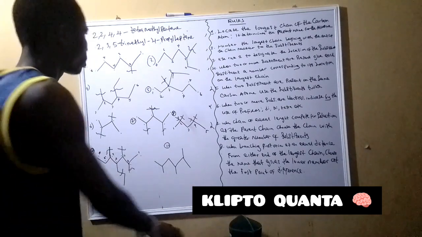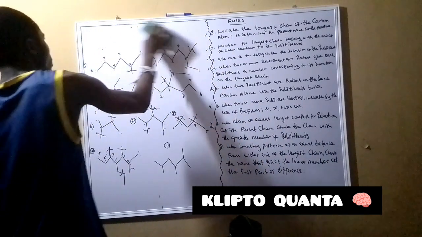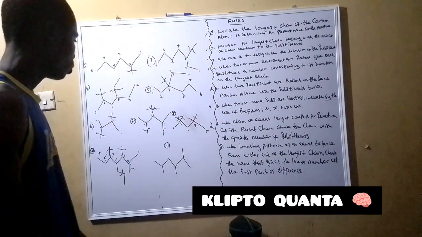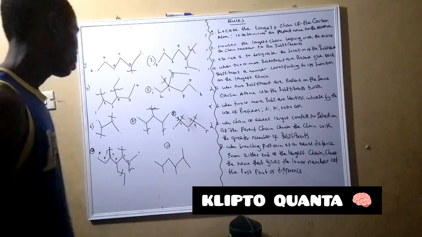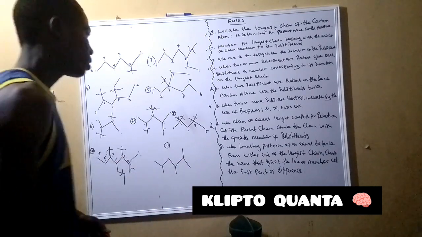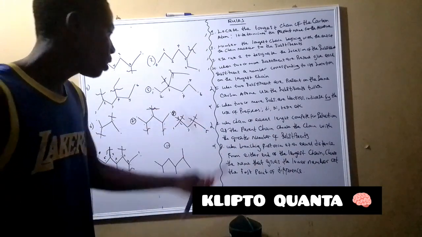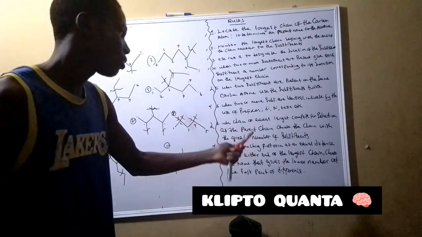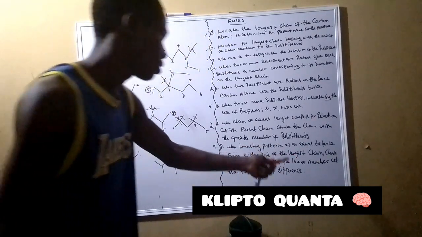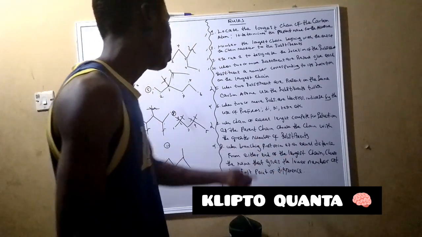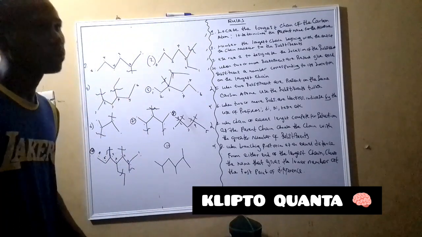Now look at this last one now, guys. The last one, which you have here, 1, 2, 3, 4, 5, 6. Okay, this is actually straightforward though. Now the last rule tells us that, I'll explain all the rules already. It says that when branching first occurs at an equal distance from either end of the longest chain, choose the name that gives the lower number at the first point of difference.